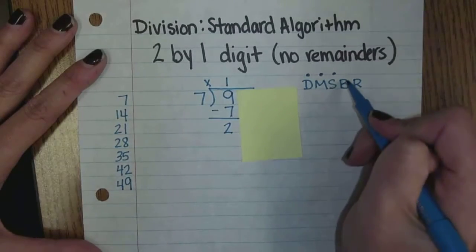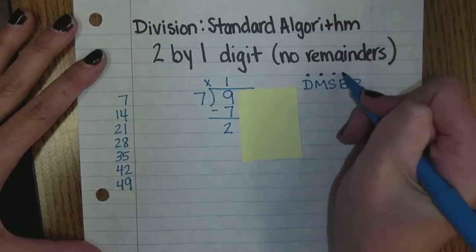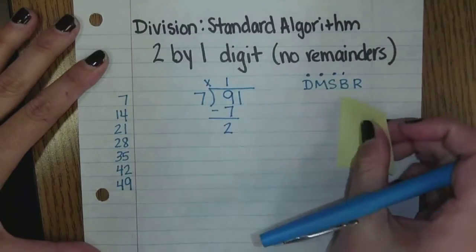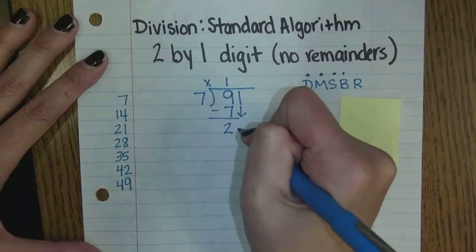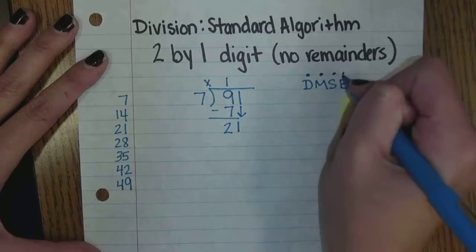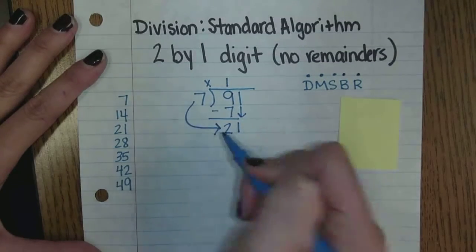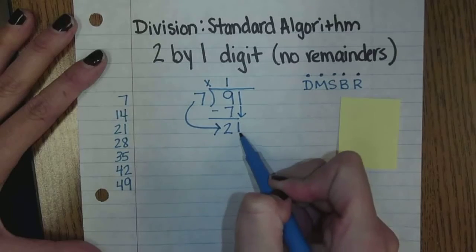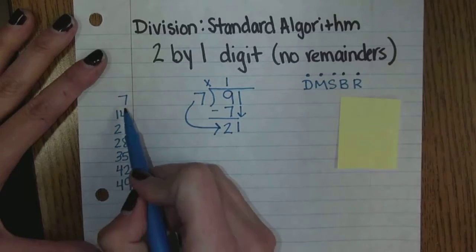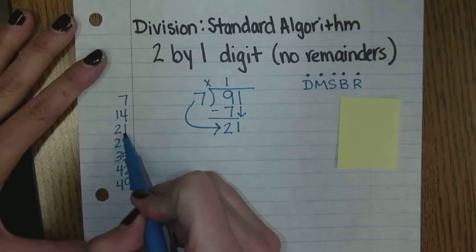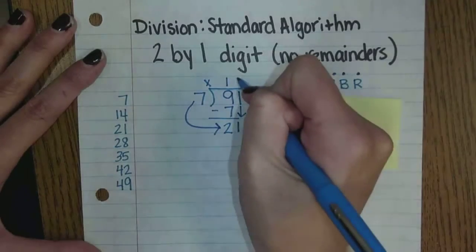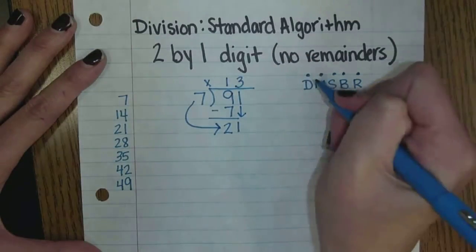From there, our next letter, B, stands for bring down. We're going to move the Post-it, and we're going to bring down the 1 right next to the 2, and that is 21. R stands for repeat, and also draw an arrow with what we have left. We have 7 going into 21 now. If we look over on our list, we can count by 3 to land exactly on 21, so our 3 will go up on top of the other 1.